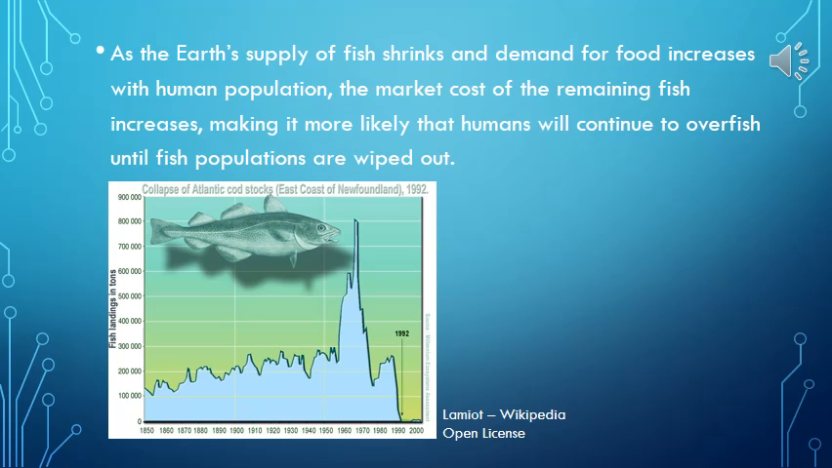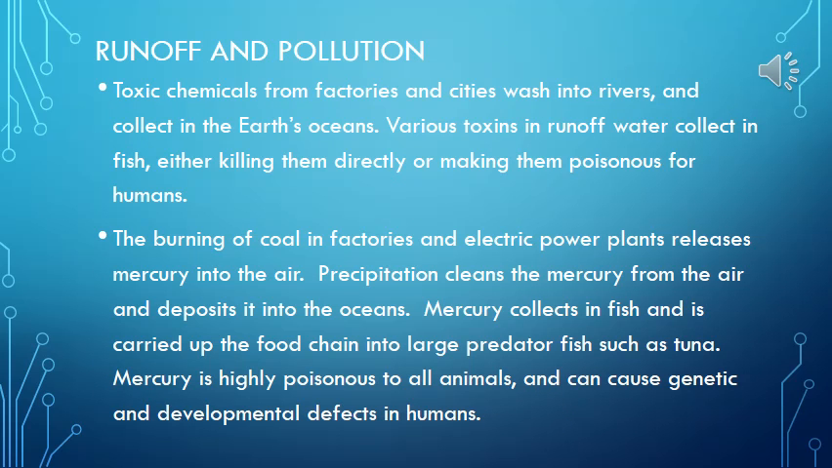As the Earth's supply of fish shrinks and demand for food increases with human population, the market cost of the remaining fish increases, making it more likely that humans will continue to overfish until fish populations are wiped out. Runoff and pollution. Toxic chemicals from factories and cities wash into rivers and collect in the Earth's oceans.